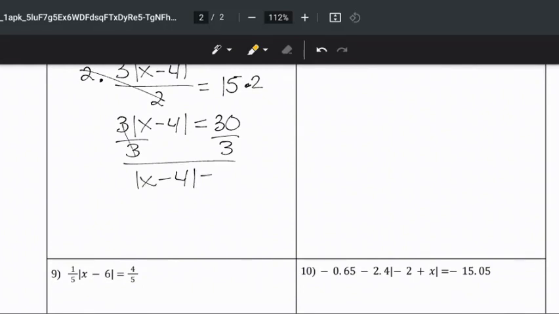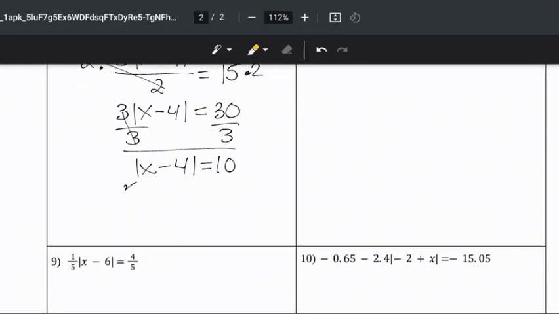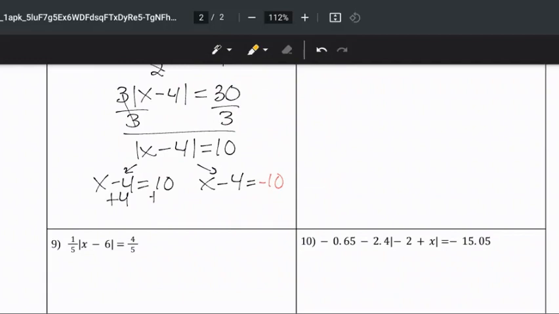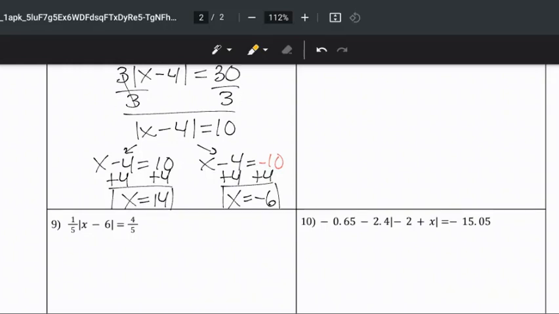x minus 4 equals 10. Now we split. x minus 4 equals 10. And x minus 4 equals negative 10. So we're going to add the 4. x equals 14. Add 4. x equals negative 6. Okay. And the last one we're going to talk about is number 9.